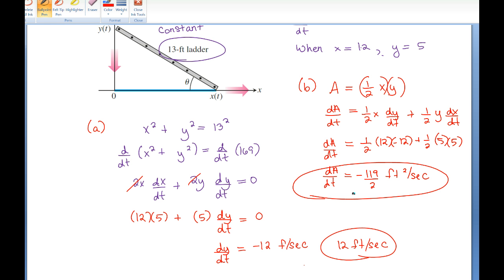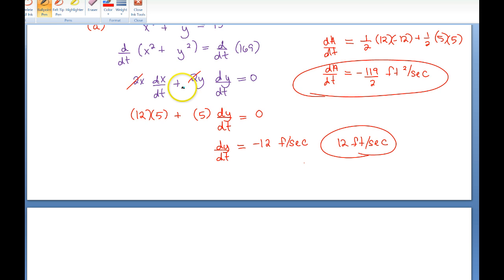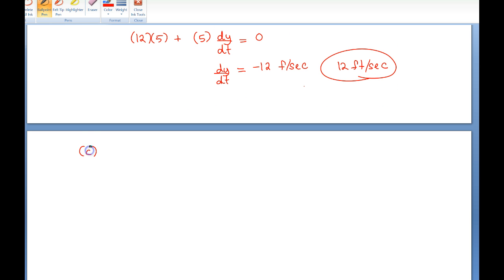And then what was part C? So part C was the part that we had the question on, in the back. Angle theta. So at what rate is the angle theta, here's theta, what is that? How is that changing? So I've got to do this on another page.